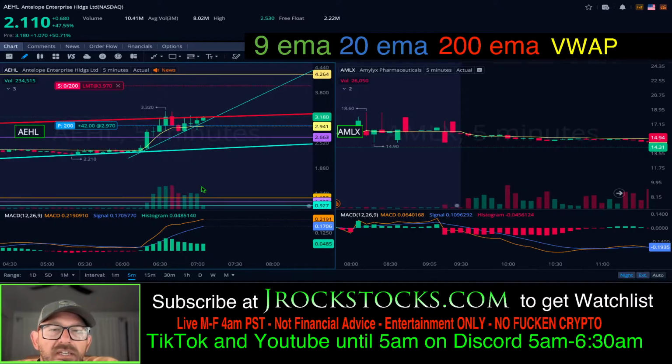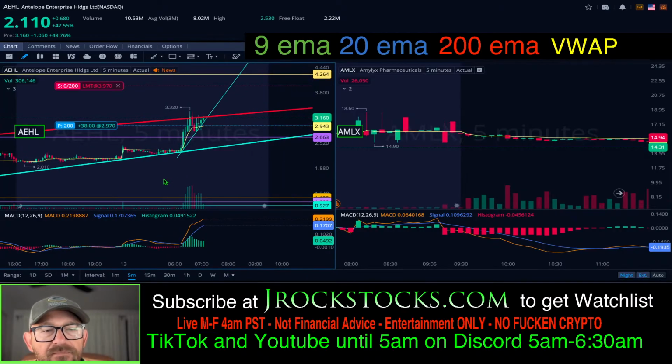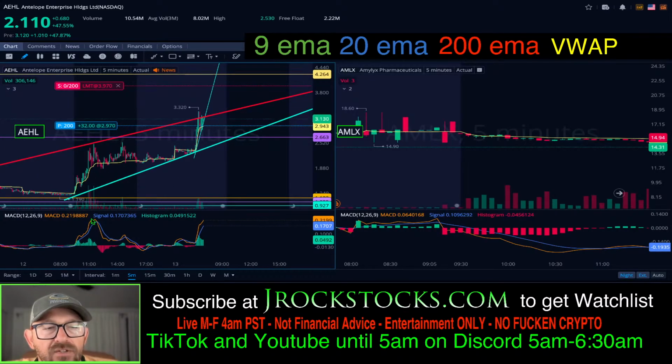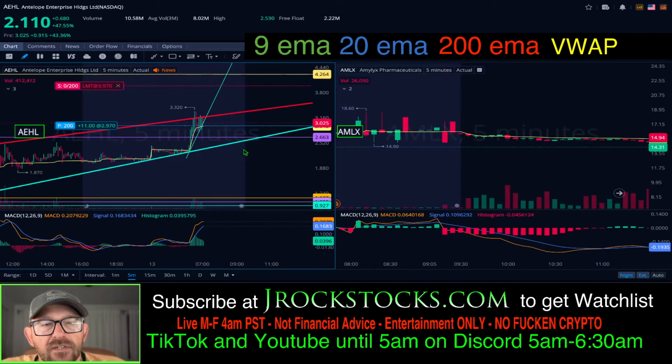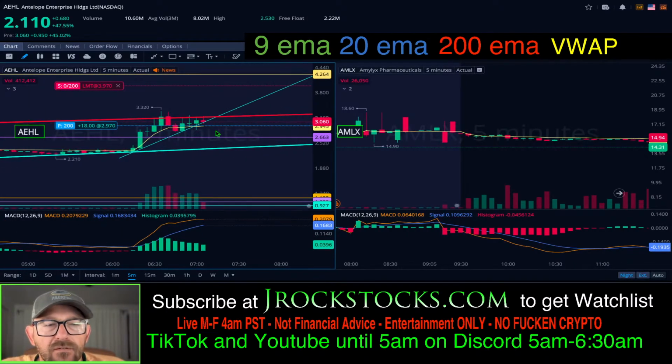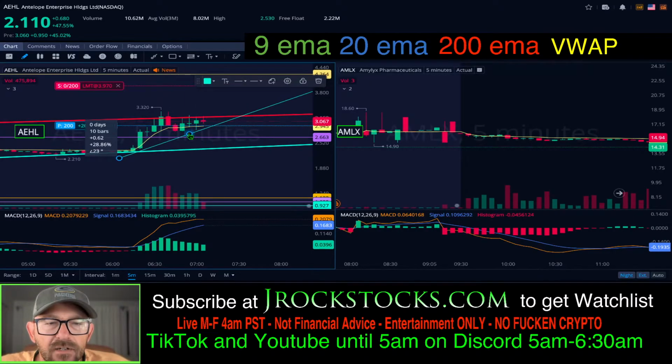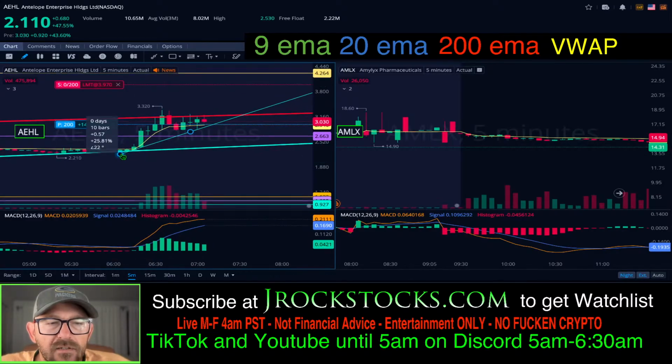So we're watching AEHL right here on the screen, currently at 318, 320. It's been making some nice moves this morning. A little stair step action from yesterday, as you can see. So currently all we're waiting for is it to continue this little trend line right here. As you can see, it decided to stop right there. This chart is a 5-minute chart.